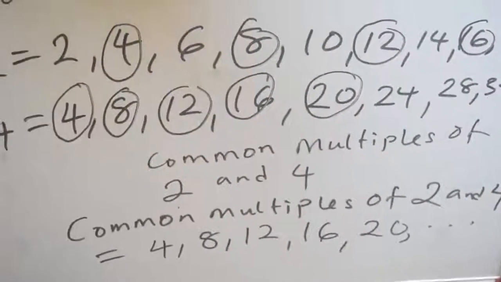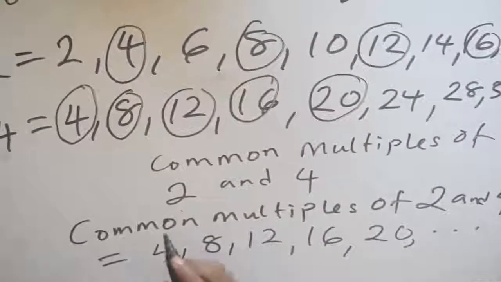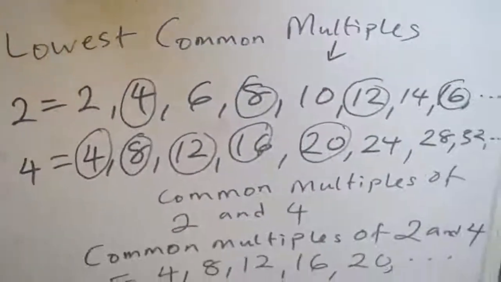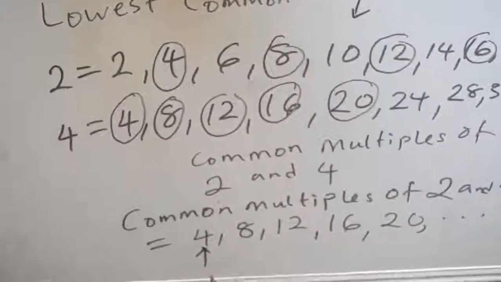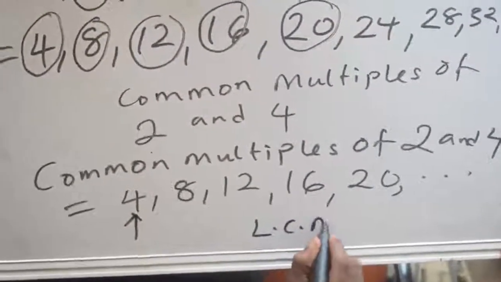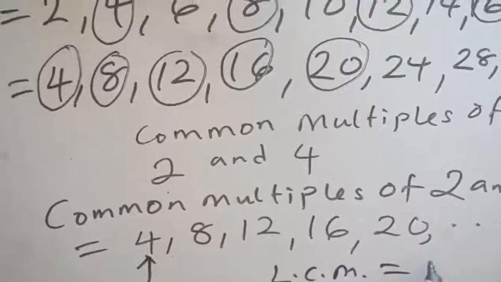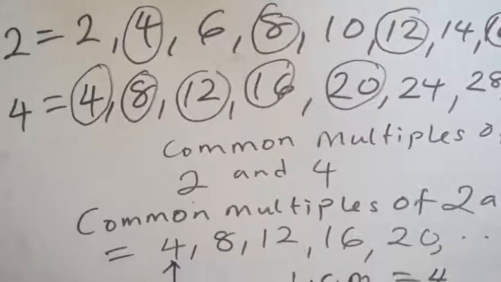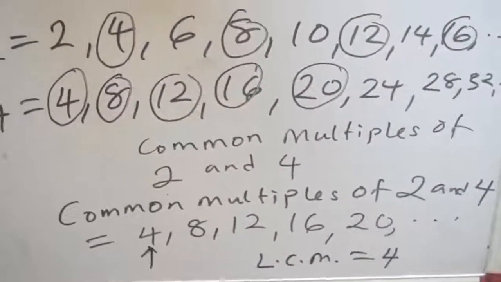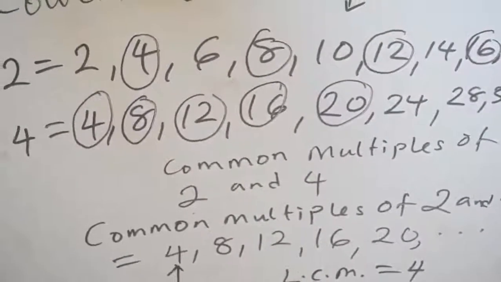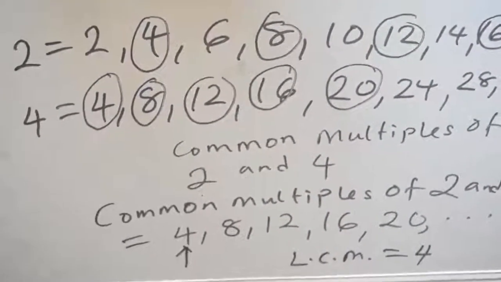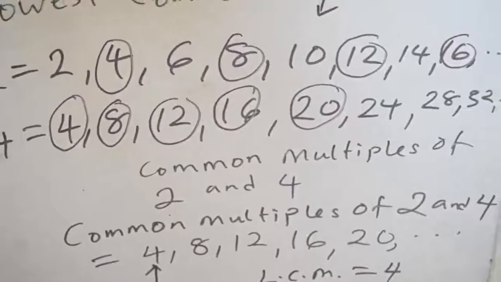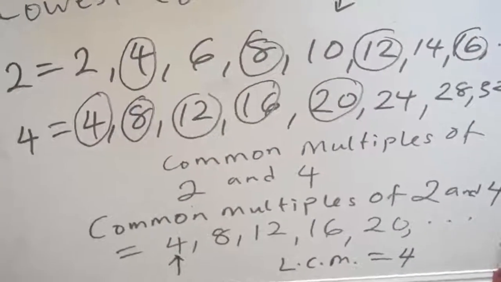Now, in a situation whereby I say get the lowest common multiple, which is LCM, if you want to pick the lowest number here, the lowest is nothing but 4. So 4 is the LCM of 2 and 4. The LCM is 4. So that is how the whole thing is. For the lowest common multiple, you have to first of all get the multiples. You get the common multiples, and from the common multiples, you pick the lowest number as the LCM.